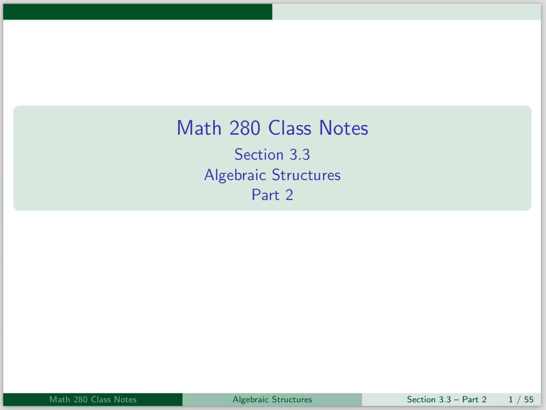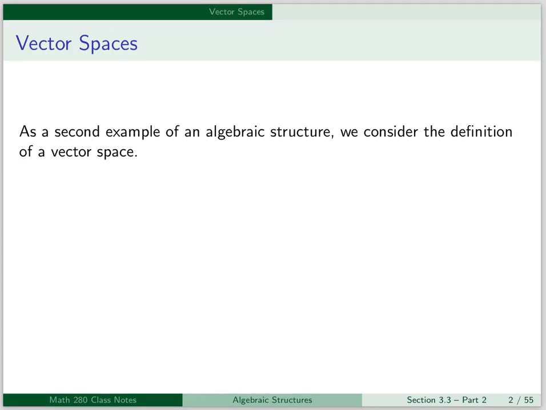This video covers Part 2 of Section 3.3, Algebraic Structures. As a second example of an algebraic structure, we're going to look at the definition of a vector space.